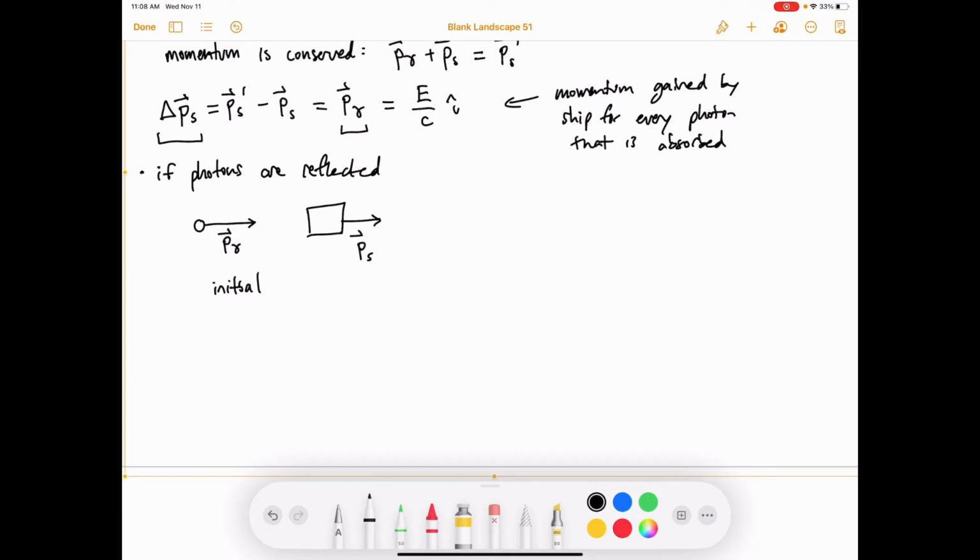But then, in the final state, after that photon has reflected off the ship, now it's moving back the other way with momentum P gamma prime. That's how we'll call it. And the ship is now moving forward with a different momentum, which we'll call PS prime, just like before. Okay, so that's what it looks like when a photon reflects off the ship. Again, momentum is conserved.